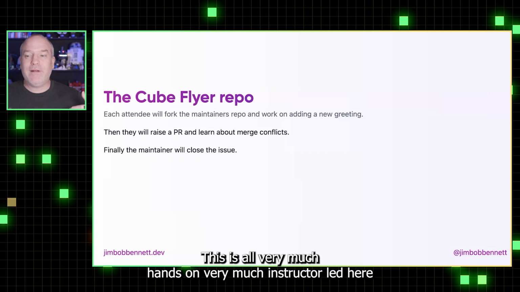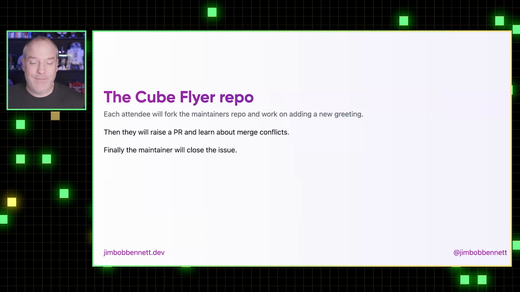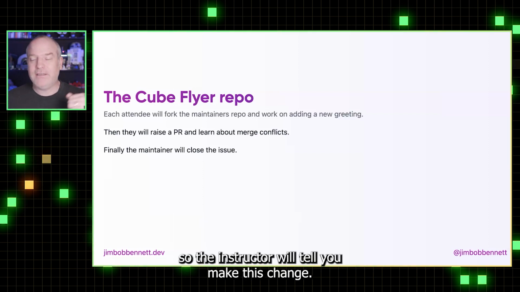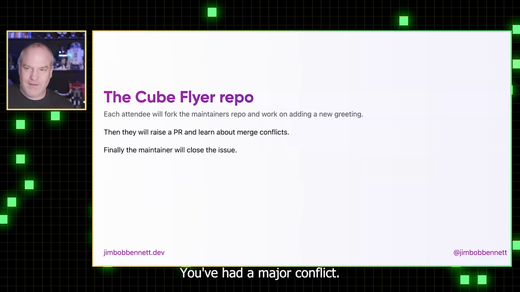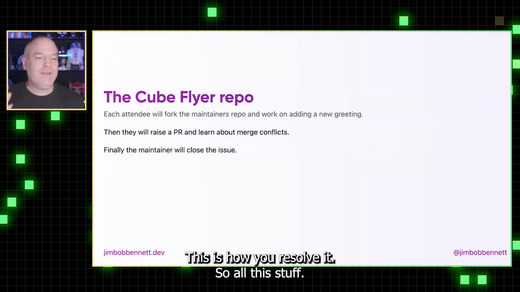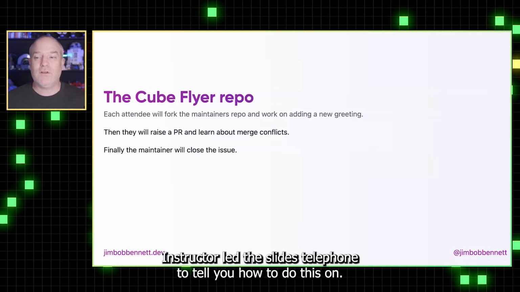This is all very much hands-on, very much instructor-led. So the instructor will tell you, make this change, wait for the change to happen. Raise a pull request, wait for everyone to raise the pull request. Merge it, and if you've hit a merge conflict, this is how you resolve it. So all this stuff, all on day 1, is very much instructor-led. The slides tell you how to do all of this.